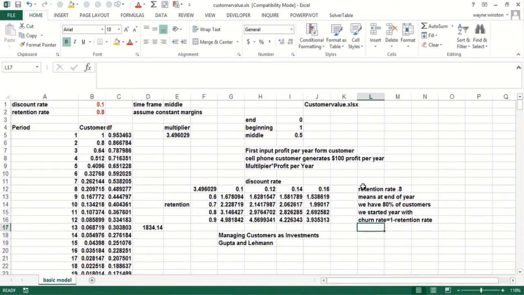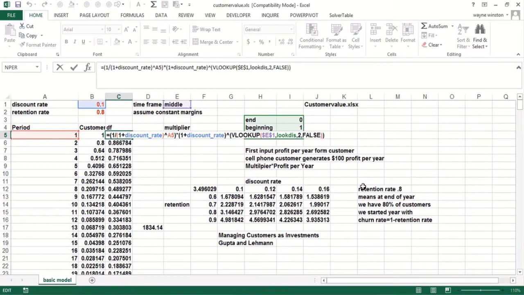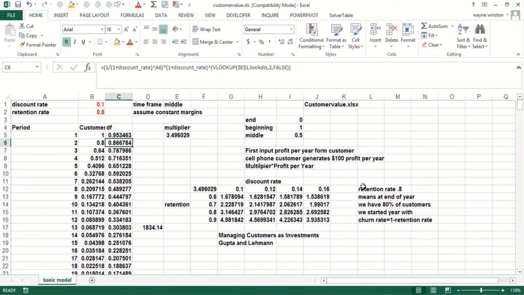Okay, so how do we find this multiplier? Well, we start, let's say, with one customer in period 1. And if the retention rate is 0.8, then in the next year we'd have 80% of that one customer. Then we'd have 80% of that 80%. So you just take the number of customers you have, which is a fraction here, times the retention rate. And after a while, you'd have very few of the customers that you started with. The one customer shrinks. Then you take the discount factor, which is 1 divided by the discount rate. You have to decide if you're getting the money at the end of the year, the middle of the year, or the beginning of the year.